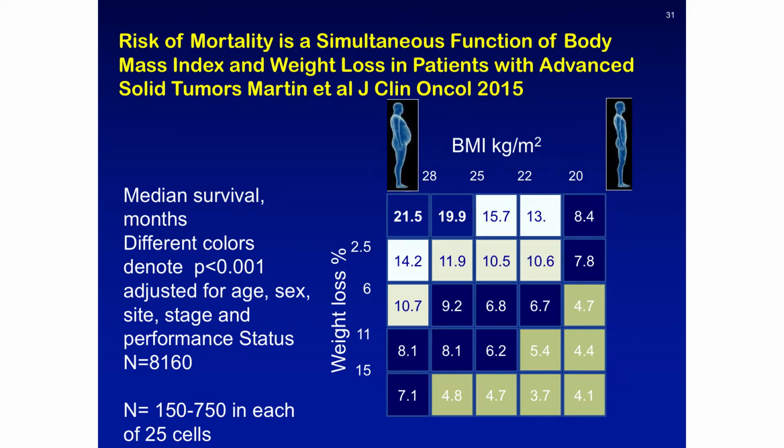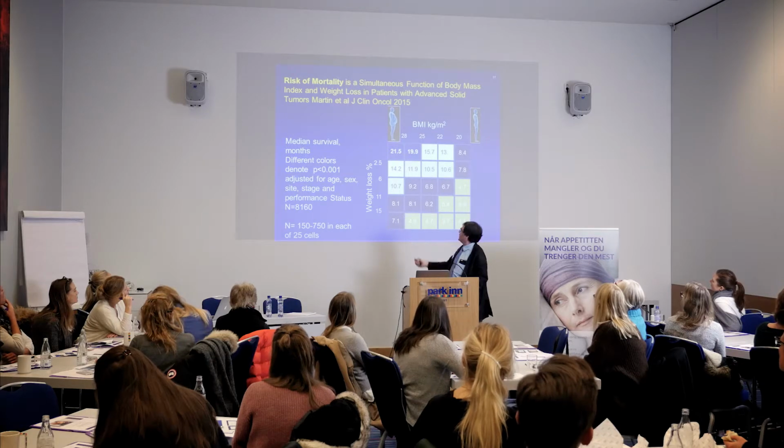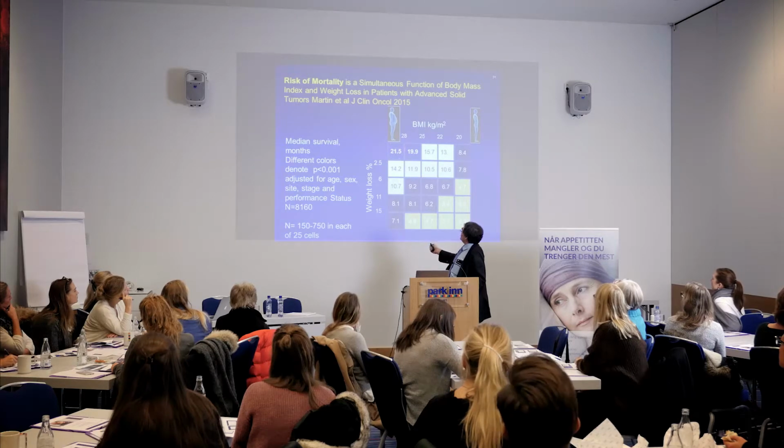If you are underweight and you lose up to 2.5% of your body weight, this is your survival median. On the other hand, if you're obese and then some, it's 21.5. What this also shows is that significant weight loss, even in somebody who's obese, is not a good thing in terms of their long-term survival.